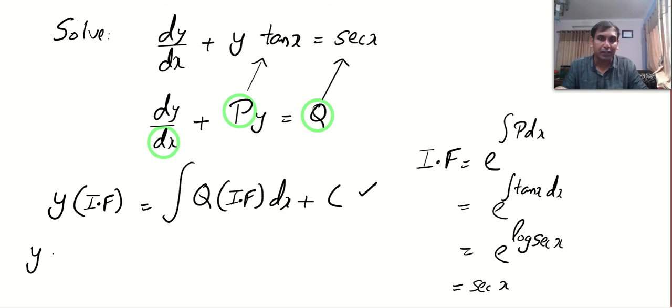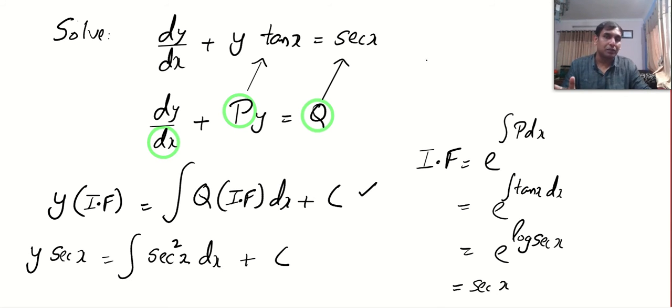So we get y into sec x is equal to integral q. What is q? Sec x. And what is IF? Sec x. So sec x into sec x makes it sec square x dx plus c.